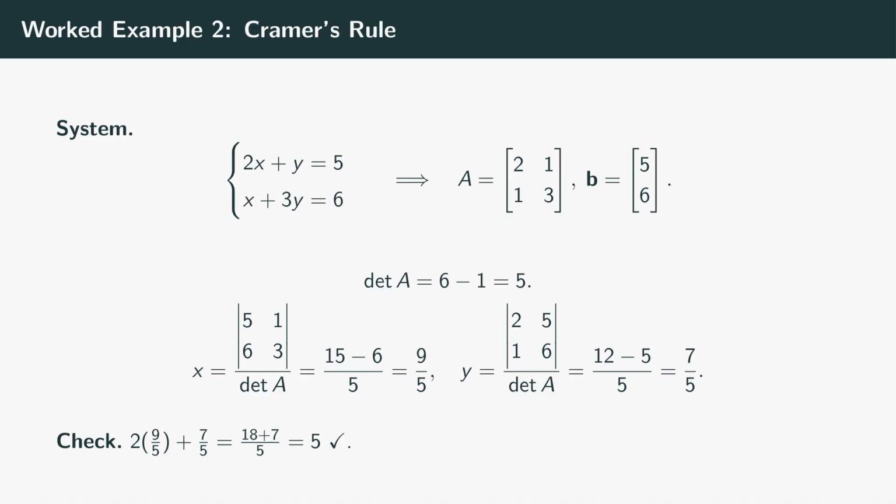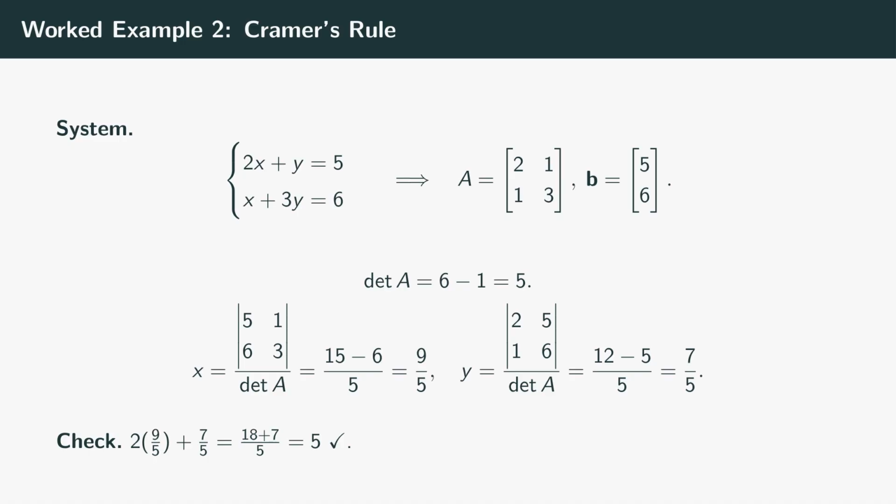For x, replace the first column of A with B, giving the matrix with top row 5, 1, and bottom row 6, 3. Its determinant is 5 times 3 minus 1 times 6, which is 15 minus 6, equal to 9. So x is 9 over 5. For y, replace the second column with B instead, giving top row 2, 5, and bottom row 1, 6. Its determinant is 2 times 6 minus 5 times 1, which is 12 minus 5, equal to 7. So y is 7 over 5.